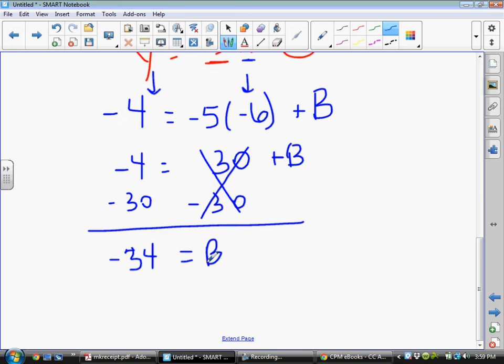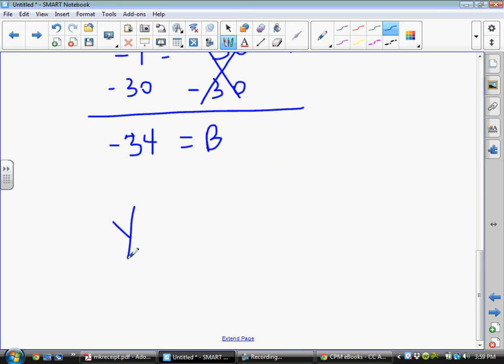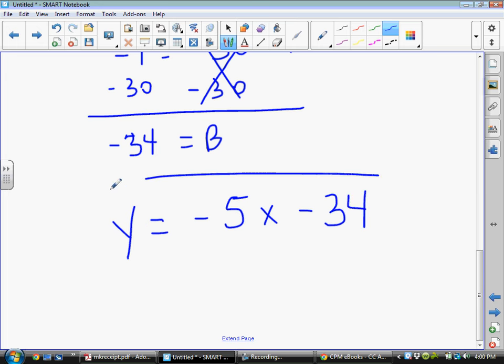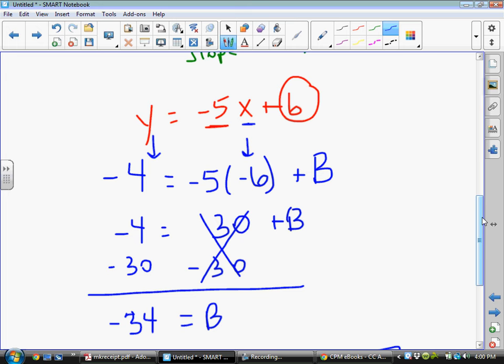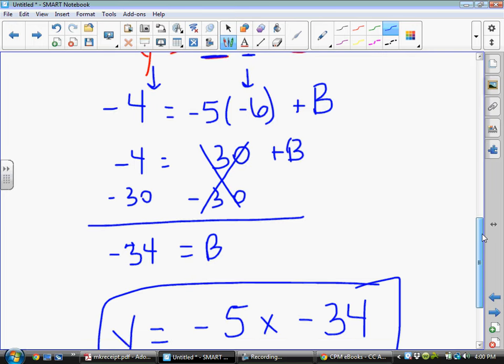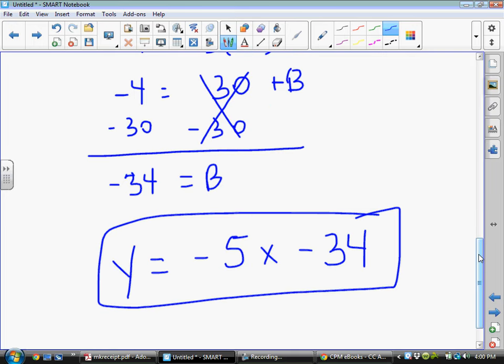So now I would write this in one final equation. Y equals, my slope was -5x, and I'm just going to write -34. You could write it as plus -34 as well. Either way is okay. So in this problem, we weren't able to just find the y-intercept from the table. So what we did is we plugged in what we knew. We knew the slope was -5, and then we replaced the values of x and y with a point from the table. And we solved that for b. So you might have to do this more often than just looking at the table and getting lucky with your y-intercept being there. So plug in another point for x and y and solve for b.